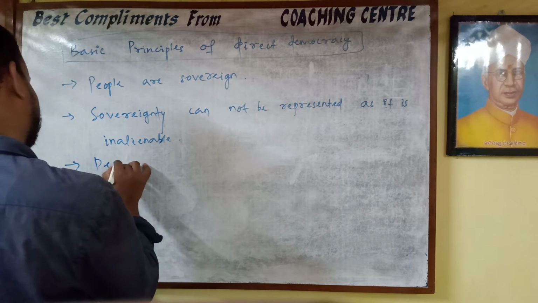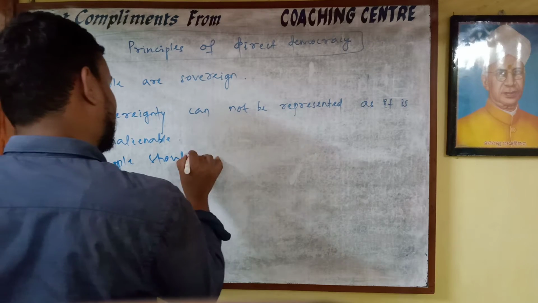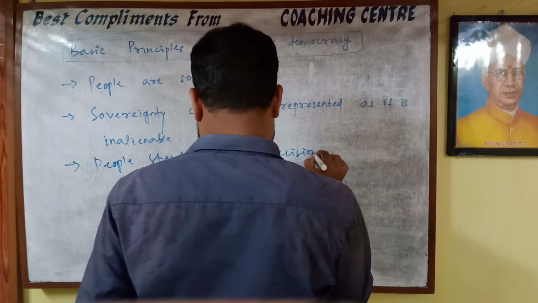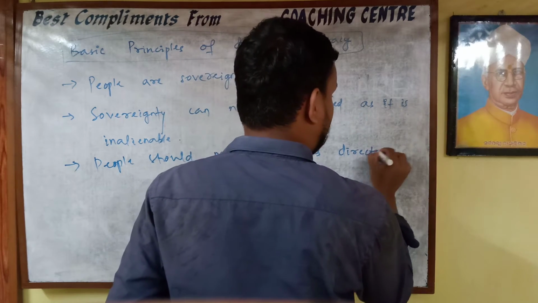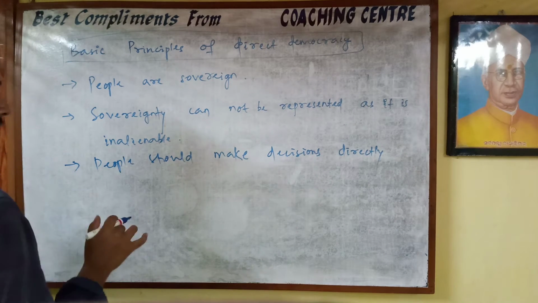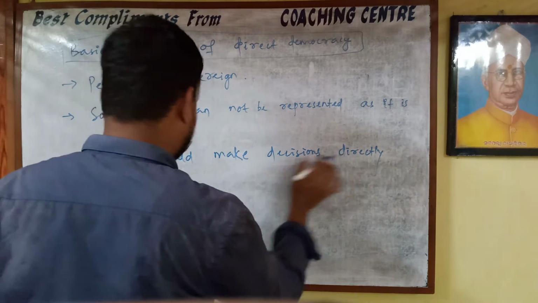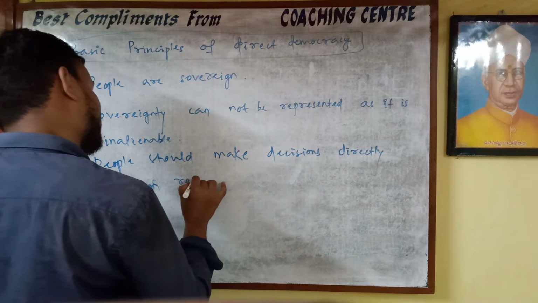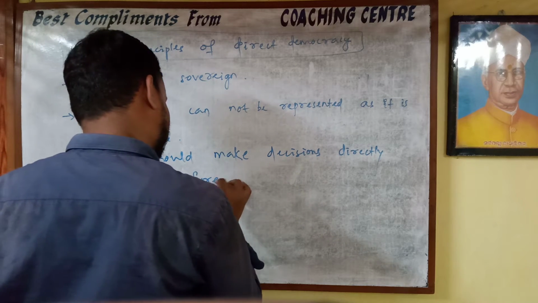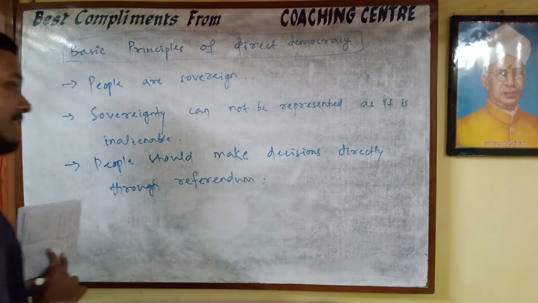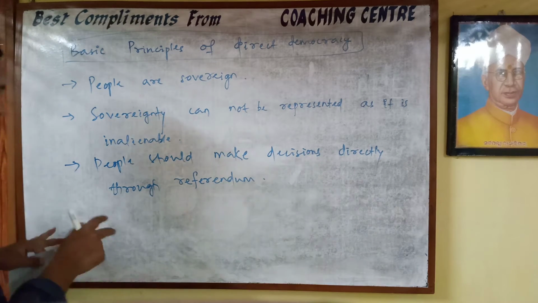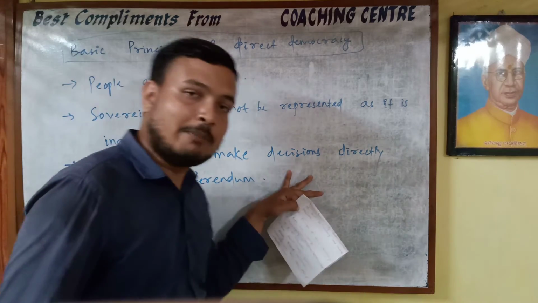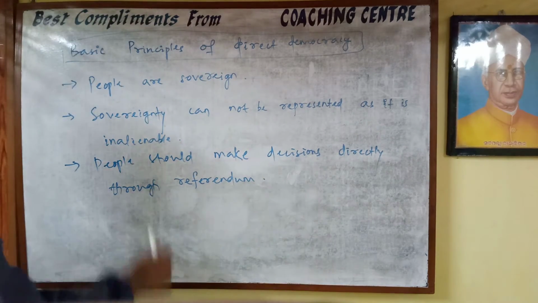People should make decisions directly through referendum. Listen, we'll discuss this referendum in the latter part of this video. Who can make decisions directly? The common people, right? People should make decisions, any kind of decision, even administrative decisions, directly through the referendum.